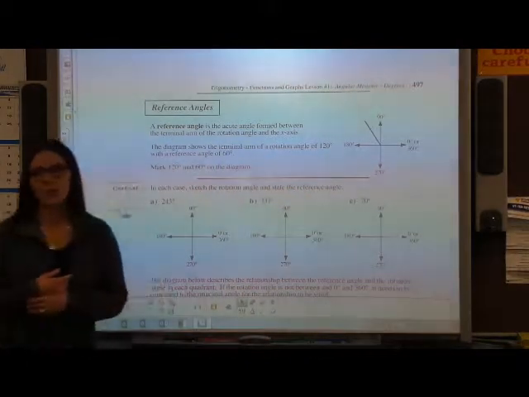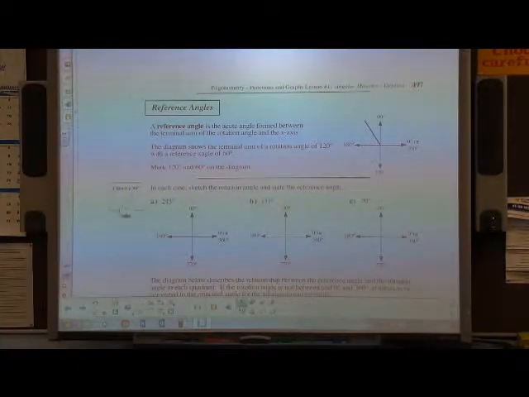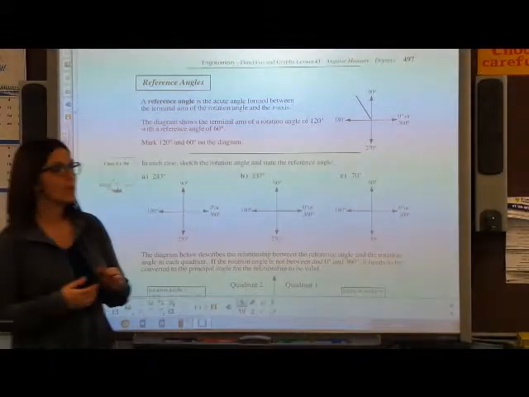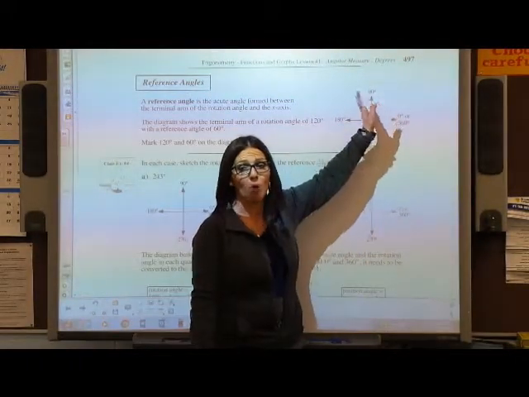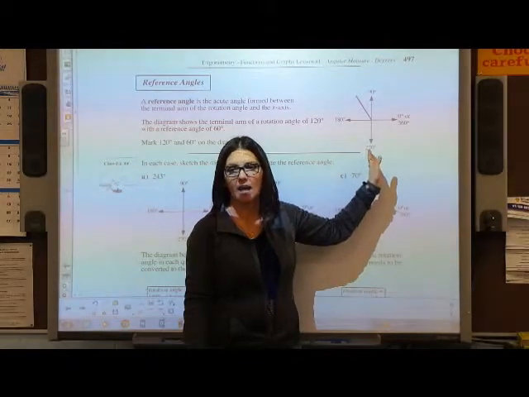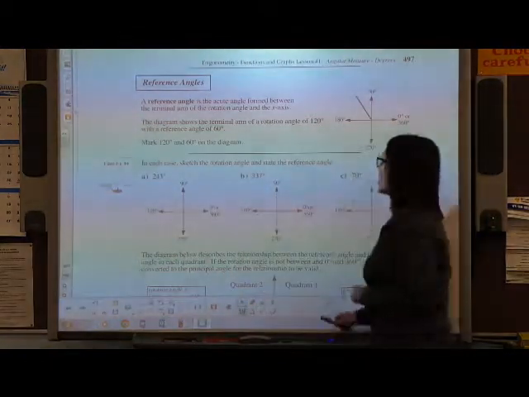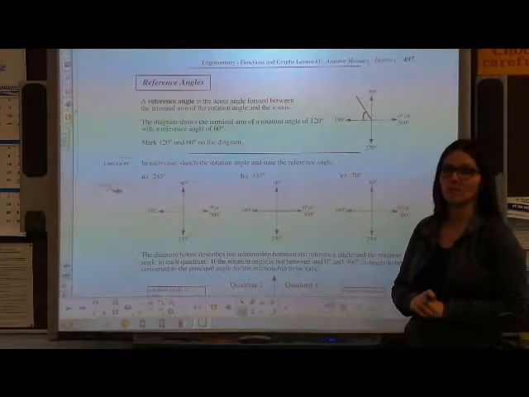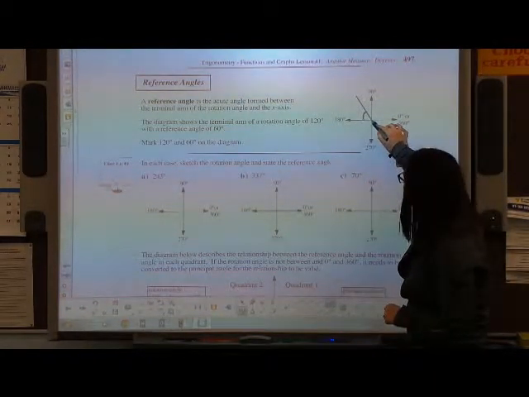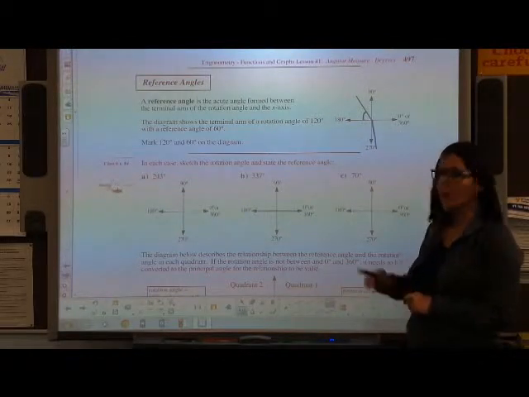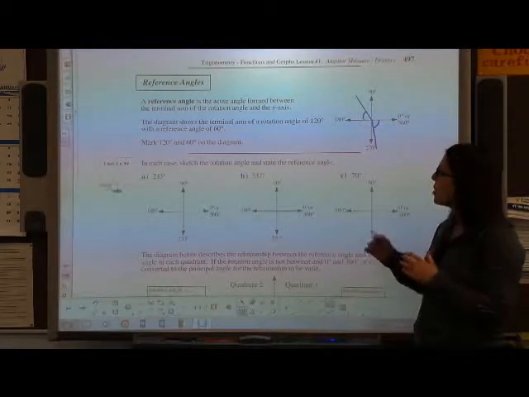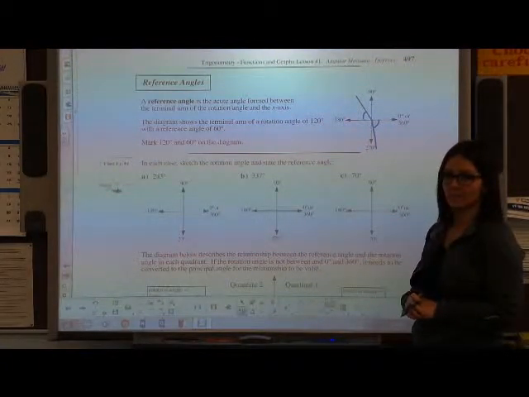So a principal angle is between 0 and 360 degrees. A reference angle is between 0 and 90 degrees. It is the angle I get when I take the terminal arm, no matter where it is, and I bring it to the x-axis. So if the terminal arm is in the second quadrant, this becomes my reference angle. If my terminal arm was down here, my reference angle would be here. It's going from the terminal arm to the x-axis.